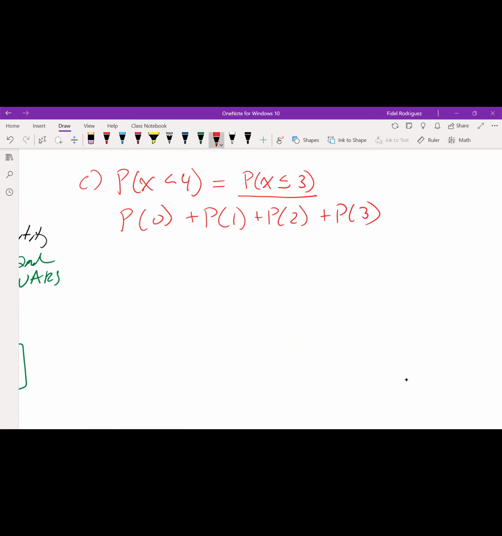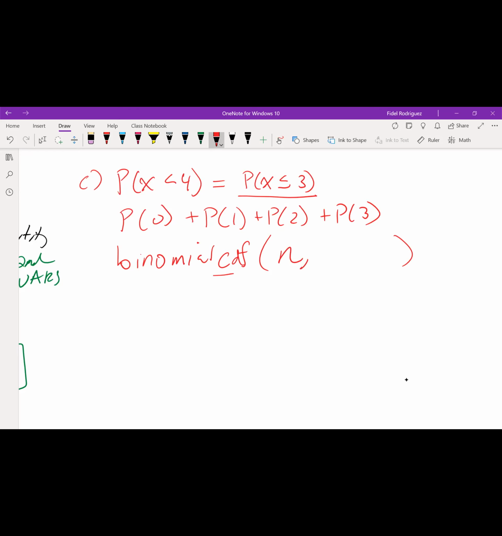If we want to find these 4 values, we could do what we just did before, and do it with 0, with 1, with 2, with 3, and take each of those numbers and add them up. But there is another feature on our calculator called the binomial CDF, and what the C stands for is cumulative, meaning it's going to add them all up.